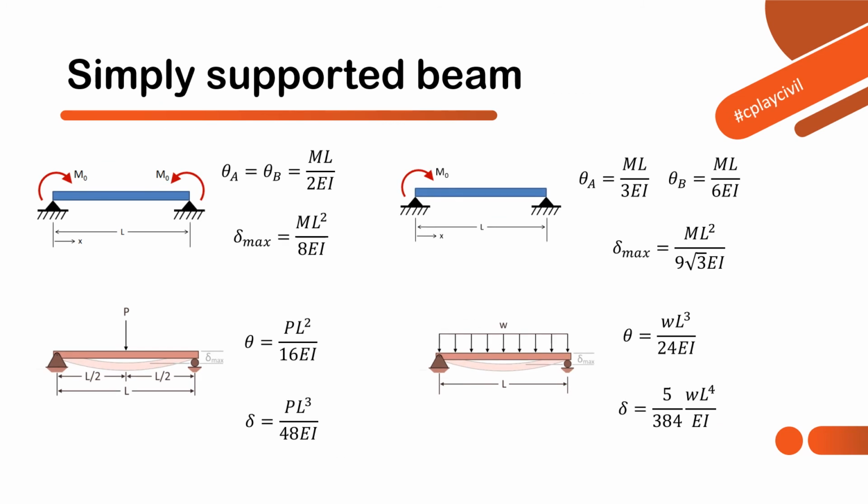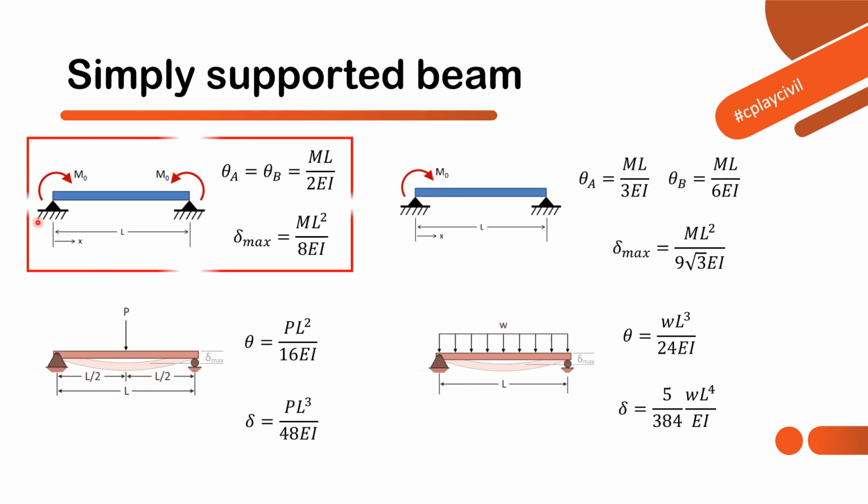Now let's move on to simply supported beam. So a simply supported beam subjected to moments at both the ends. Then what will be the slope and deflection? Slope at both the ends, for example, say this end as A and this end as B. Slope at A and B are the same, that is nothing but ml by 2EI, and we have del max, that is the maximum deflection occurring at the midpoint of the section, that is ml square by 8EI.